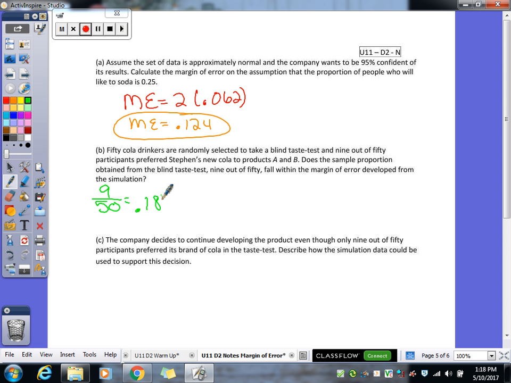So 9 out of 50 gives us 0.18. So 18% of them said that they liked it. Based off of what they want, 25% at least in order to run it. But then with our margin of error of plus or minus 0.124, we have to figure out if 18% is going to fall within there. So 0.25 minus our 0.124, what do we get?